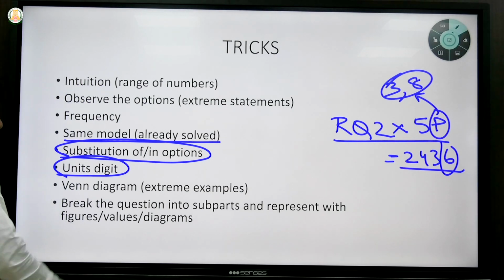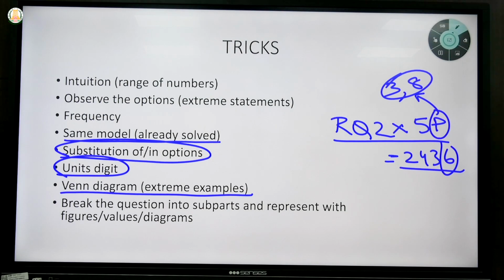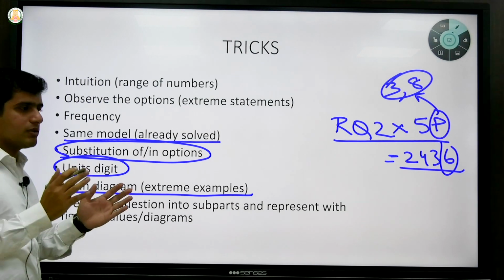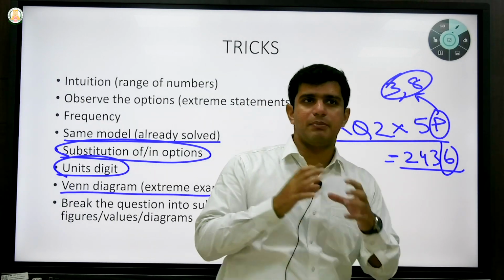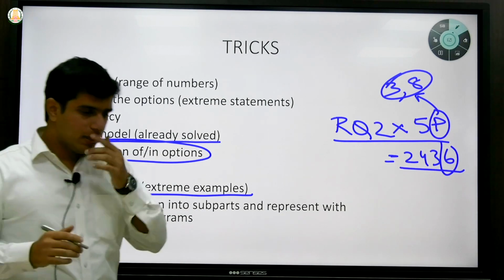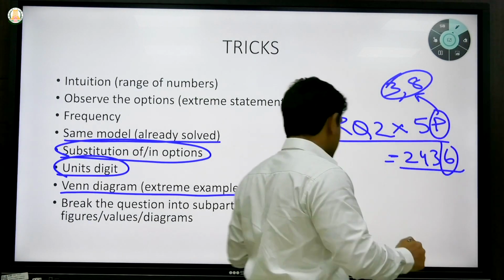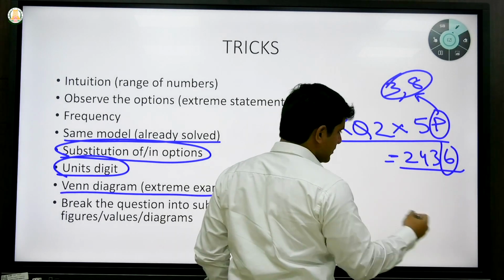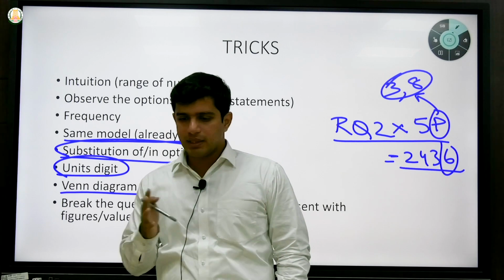Okay. Next is Venn diagram. I have explained it already. Venn diagrams are very important because complex statements also you can reduce down into a figure, and a lot of information can be captured in Venn diagrams. What is intersection? What is only? They'll ask something like foreigners and Indians, and how many speak English.